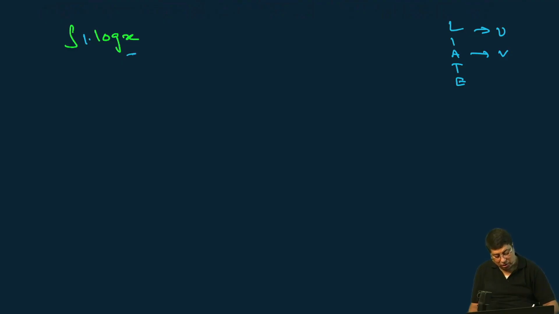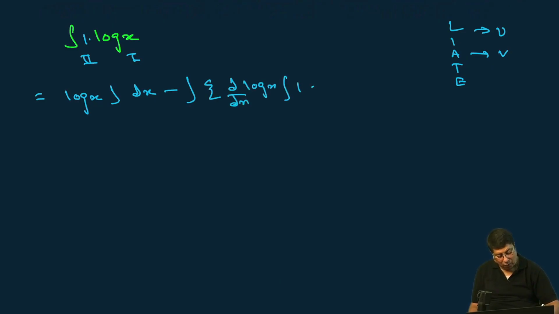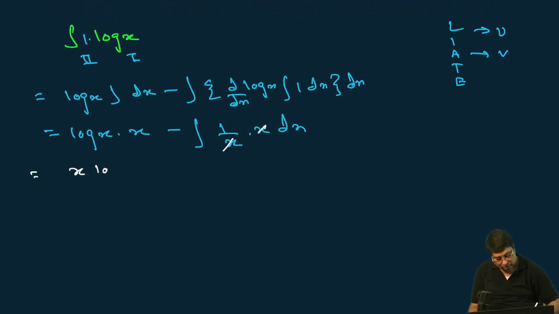So this is considered to be the first function, this is considered to be the second function. So first function into integration of the second function, minus integration of the derivative of log x times integration of 1 dx, on total dx. Therefore we are getting integration of log x dx equals x log x minus integration of the derivative of log x, 1 by x, into x, and they are getting cancelled. So finally we are getting x log x minus x plus c.